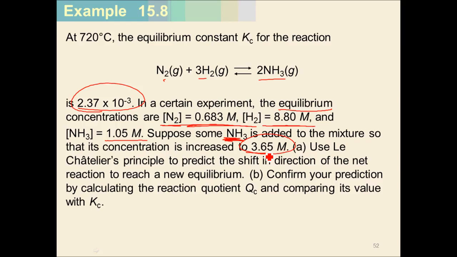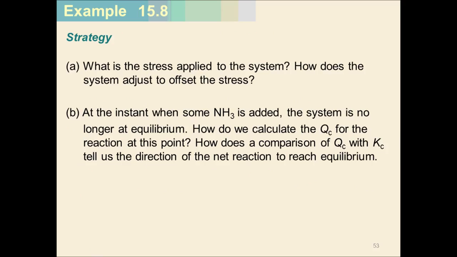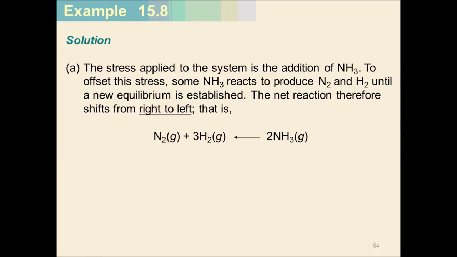Use Le Chatelier's principle to predict the shift in the direction, and then confirm your prediction by calculating Qc and comparing that to our Kc. On slide 53 then, the strategy again: what is the stress and how does the system adjust to offset that stress? And then in B, at the instant when some ammonia is added, the system is no longer at equilibrium. So how do we calculate Qc? And then how do we compare Qc to Kc to tell us direction?